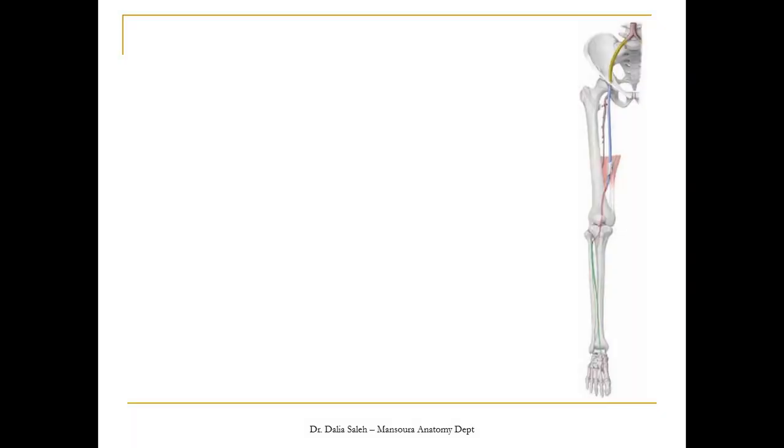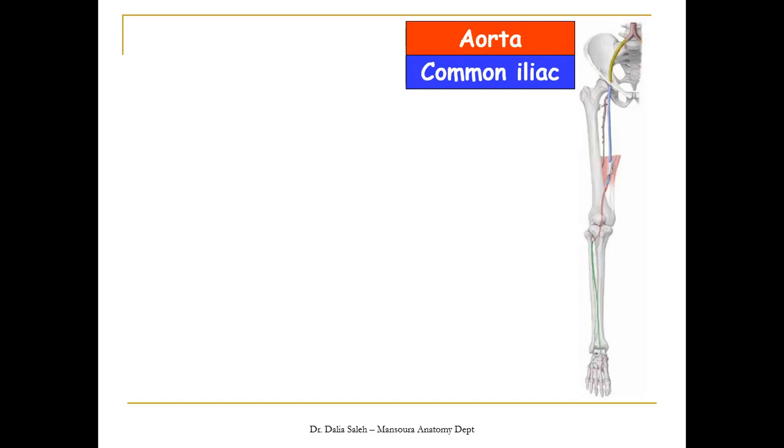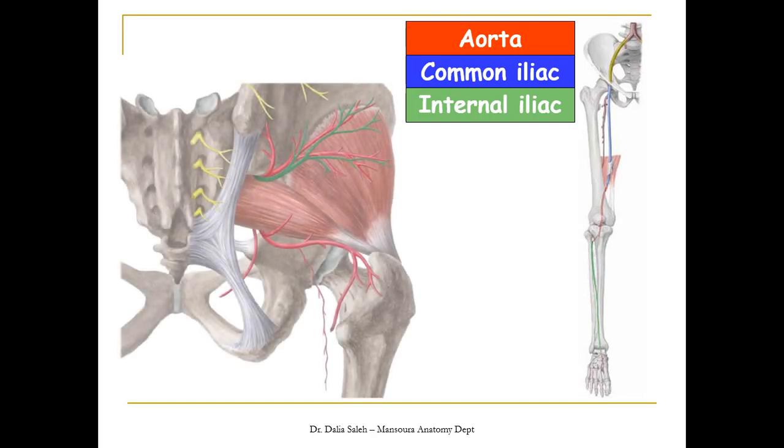The arterial supply of the lower limb comes from the abdominal aorta, where it divides into two common iliac arteries, and each common iliac artery will divide into internal iliac artery, which remains in the pelvis and gives branches that supply structures inside the pelvis and perineum. However, it gives three branches that will supply structures of the lower limb.